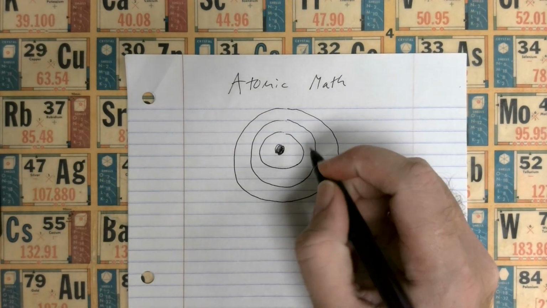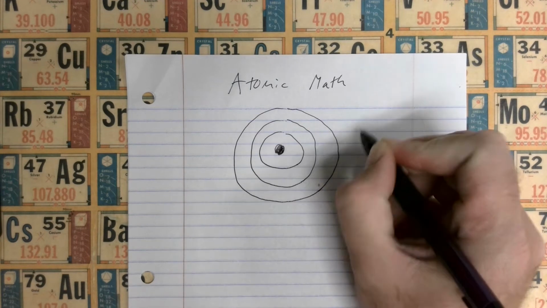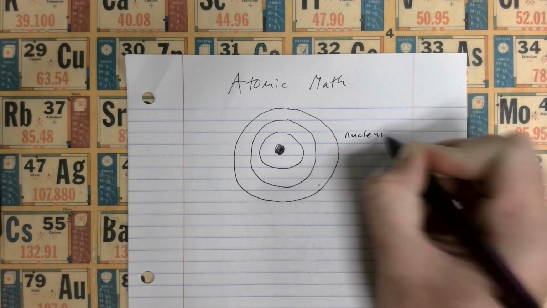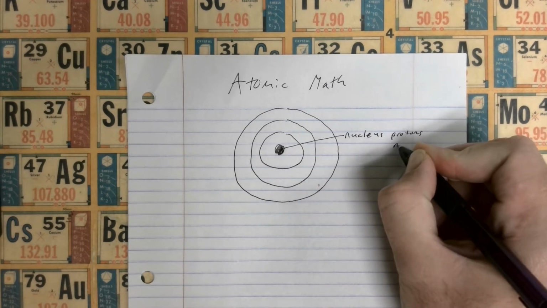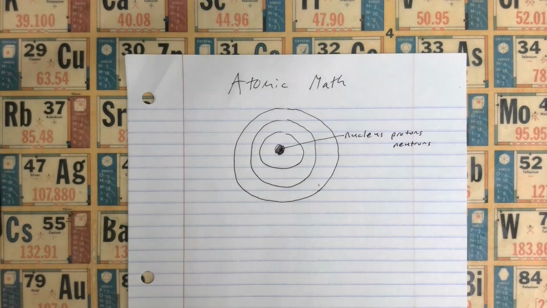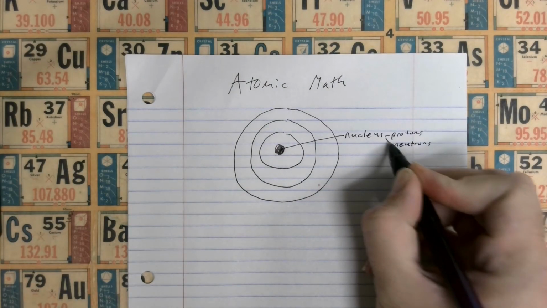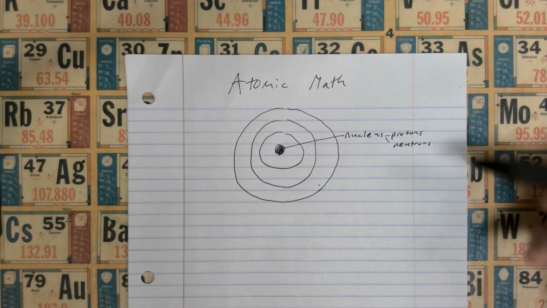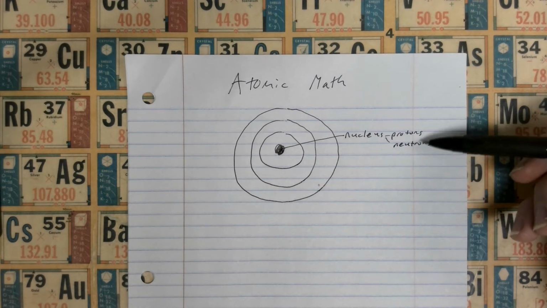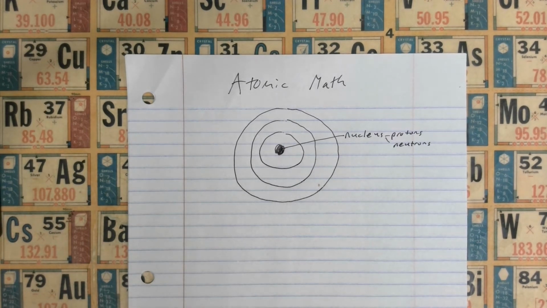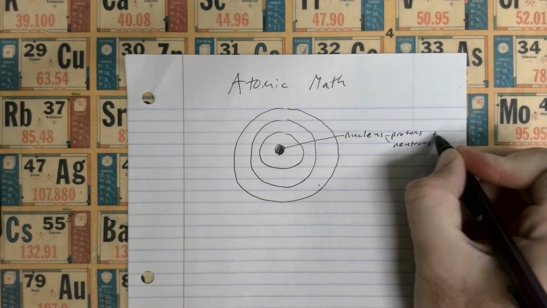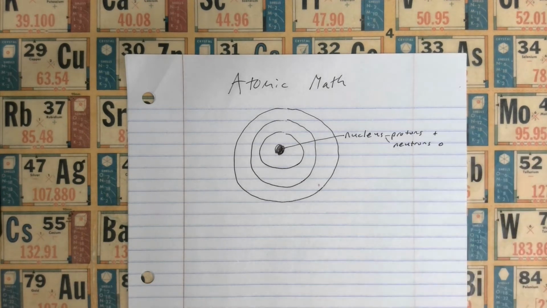So remember, in the nucleus we have protons and neutrons. Okay? And protons and neutrons are where the mass comes from. They both have a mass unit of 1, and all of the mass within an atom is located in the nucleus. Protons have a positive charge and neutrons have a neutral charge.